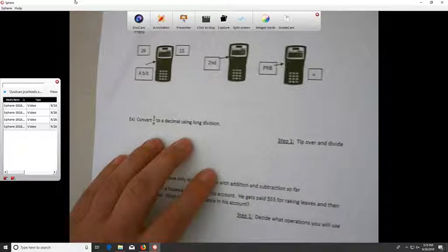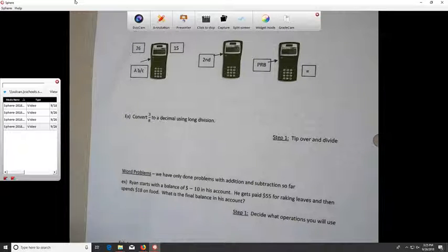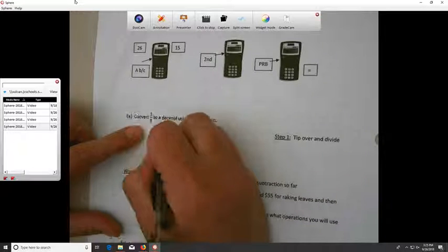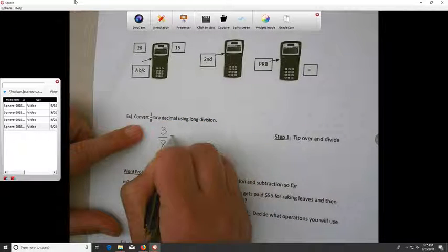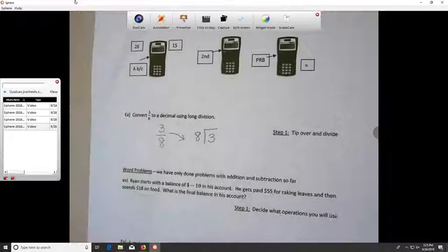And the one below that now says to convert using long division. So this is like the first question that we did on the do now. So we're going to take our fraction. We're going to imagine that we just tip it right over. So the 3 ends up on the inside and the 8 ends up on the outside.